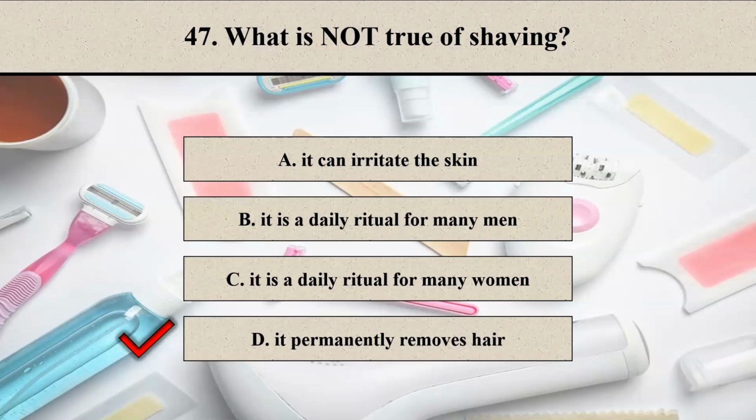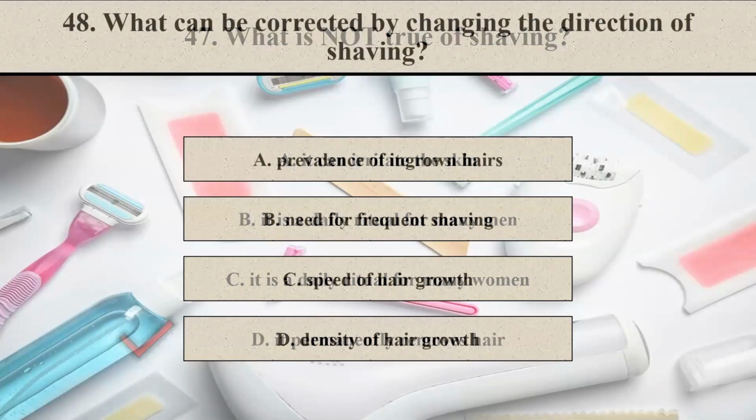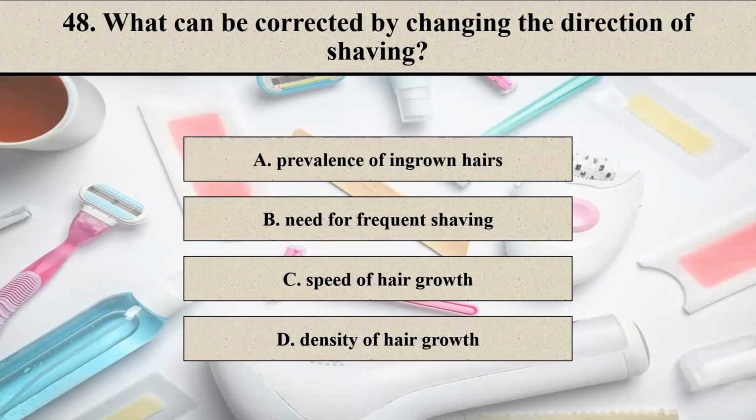If you chose D, it permanently removes hair, you are correct. What can be corrected by changing the direction of shaving? Is it prevalence of ingrown hairs, need for frequent shaving, speed of hair growth, density of hair growth?